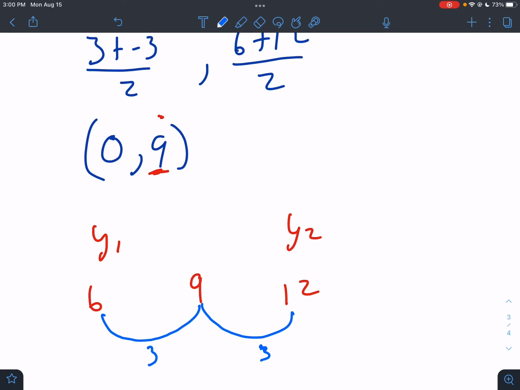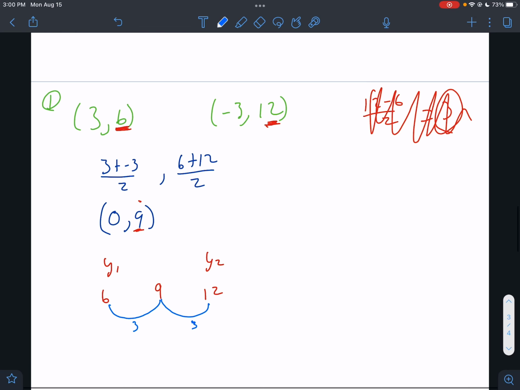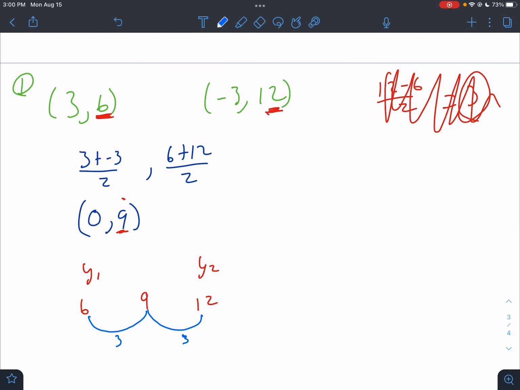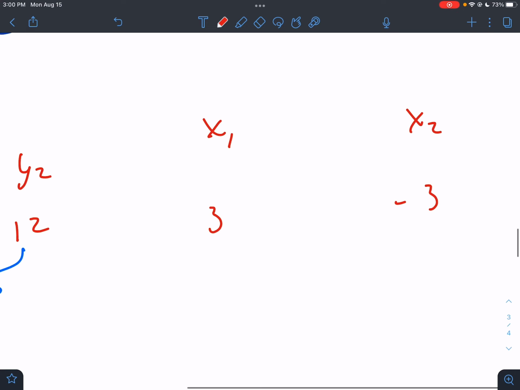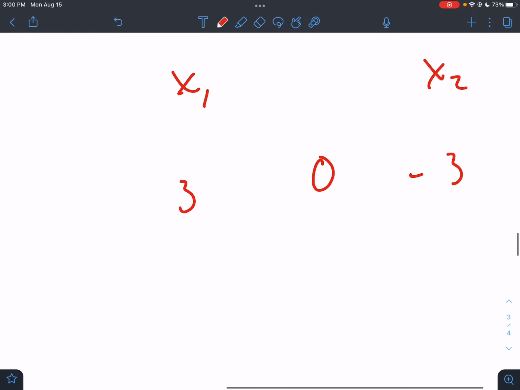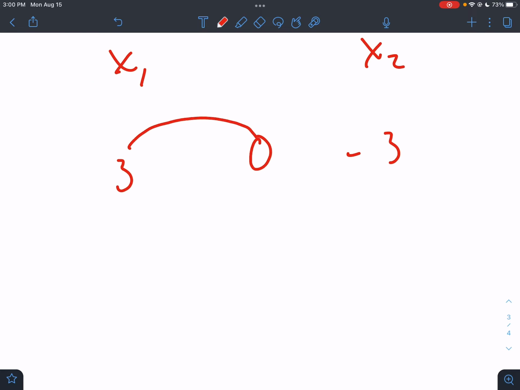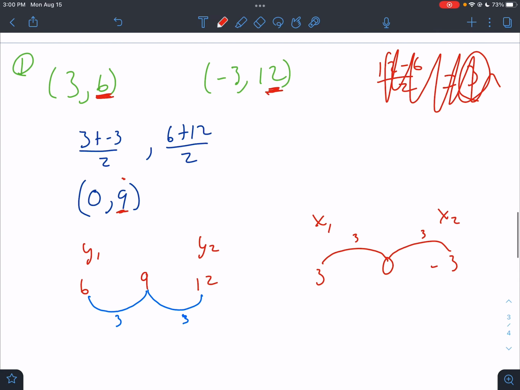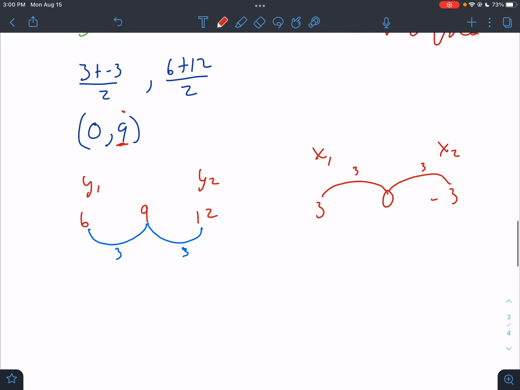Yeah. You can do the same thing with the x value as well. So you can actually test it out. Let's just do it real quick. x1 is 3. x2 is -3. And I think that the middle is 0. Right? That's my guess here, that the middle x was 0. So how far is it from 0 to 3? Well, that's 3. How far is it from 0 to -3? Also 3. So again, it should be the exact same distance to both ends. So to find the middle, we're going to add and divide by 2.